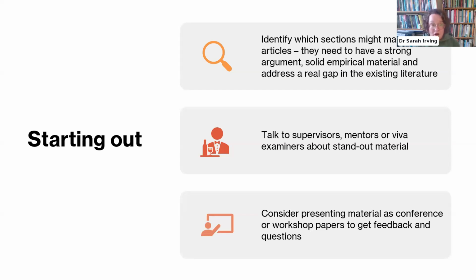Talk to your Viva examiners. It's entirely normal, certainly within the European and British system, and indeed in the US system, for your Viva examiners to be somebody that you should be staying in contact with, if that's useful, after the Viva. They should be people who can be writing references for you and who can be helping you to think about how you might turn sections of your PhD into publications.